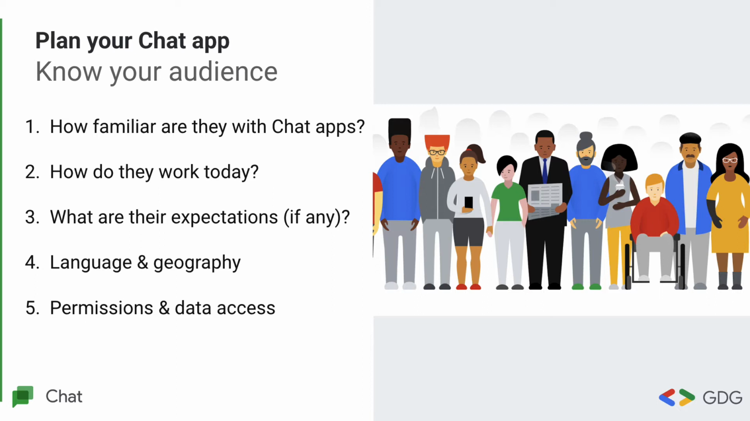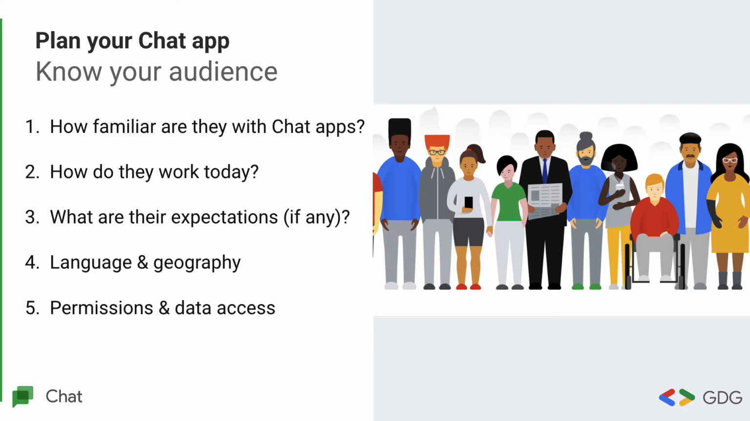For an individual chat user, you can automatically check a user's preferred language using the Chat API, along with the Workspace Admin SDK and the Directory API. So this way, you can immediately localize your responses. With language, of course, you can also add in features like translation services and natural language processing to really upgrade your app's global design.